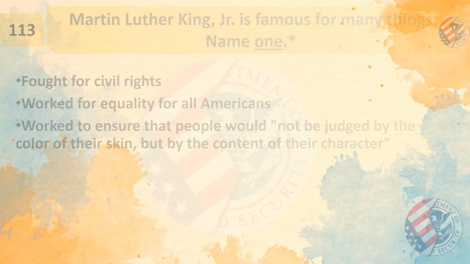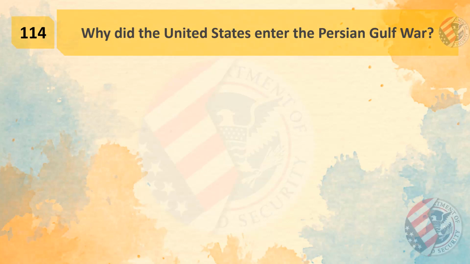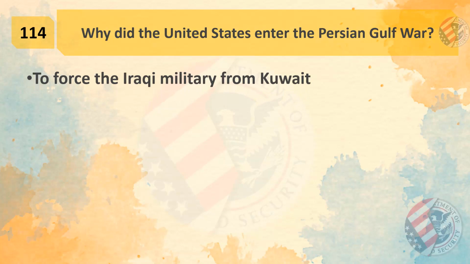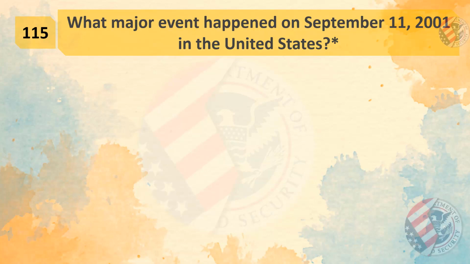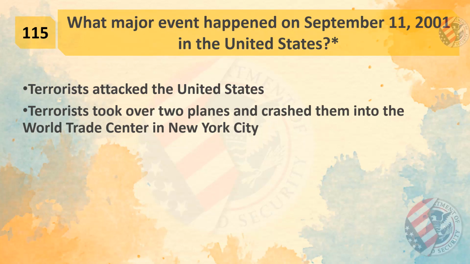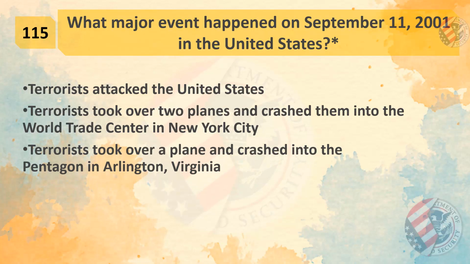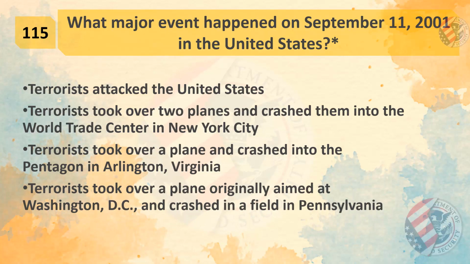Why did the United States enter the Persian Gulf War? To force the Iraqi military from Kuwait. What major event happened on September 11, 2001 in the United States? Terrorists attacked the United States. Terrorists took over two planes and crashed them into the World Trade Center in New York City. Terrorists took over a plane and crashed into the Pentagon in Arlington, Virginia. Terrorists took over a plane originally aimed at Washington, D.C., and crashed in a field in Pennsylvania.